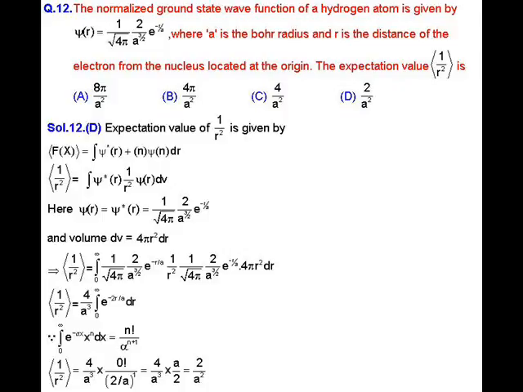We know that the integral from 0 to infinity of e to the power minus alpha x, x to the power n dx, is equal to n factorial divided by alpha to the power n plus 1. That implies the expectation value of 1 by r square is equal to 4 divided by a cube into 0 factorial divided by 2 divided by a to the power 1. That implies 4 divided by a cube into a by 2, which is equal to 2 divided by a square. It means the expectation value of 1 by r square is equal to 2 divided by a square.